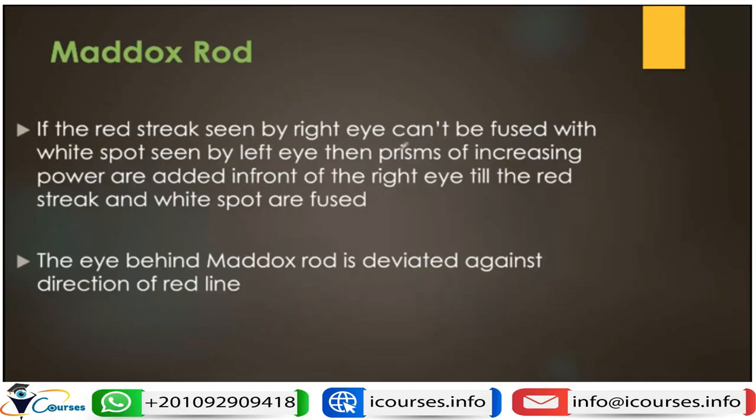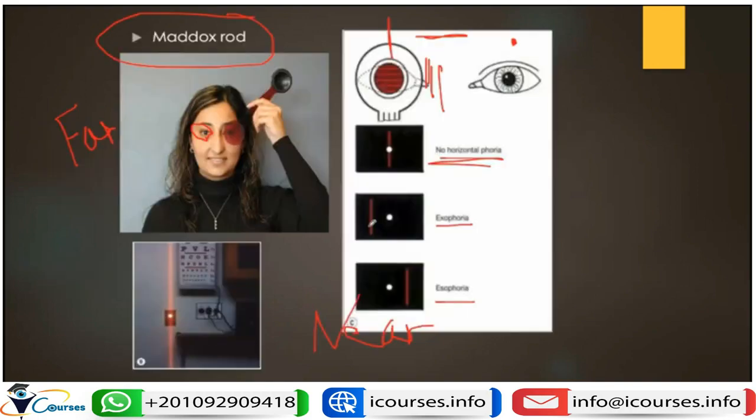So if the red streak seen by the right eye cannot be fused with the white spot seen by the left eye, then prisms of increasing power are added in front of the right eye till the red streak and the white spot are fused. This is the role of the prism here. So if there is no fusion between the white spot and the red line, then we will place prisms in front of the right eye until the patient reports that the red line and the white spot are on the same plane. By measuring this amount of prism, we know how many prism diopters of heterophoria this patient has.